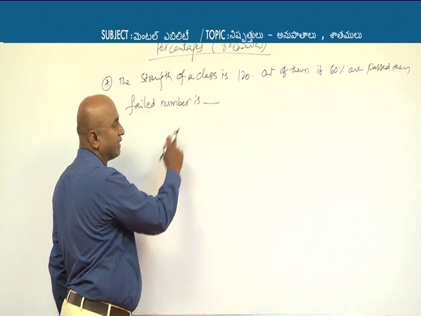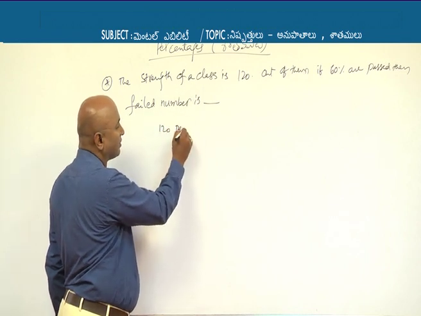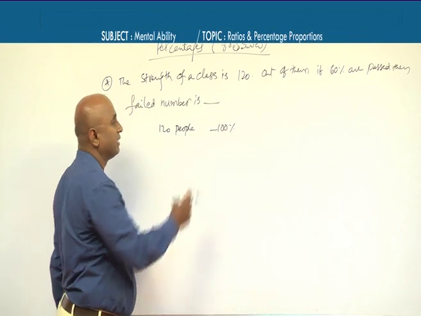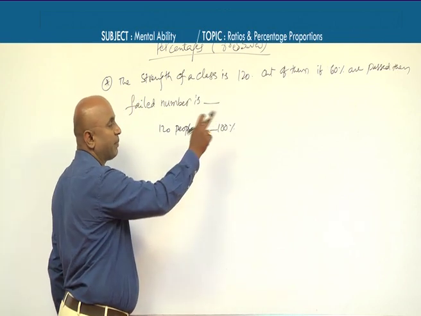Strength is 120. So 120 people are equal to 100%. Correct? 60% people are passed.